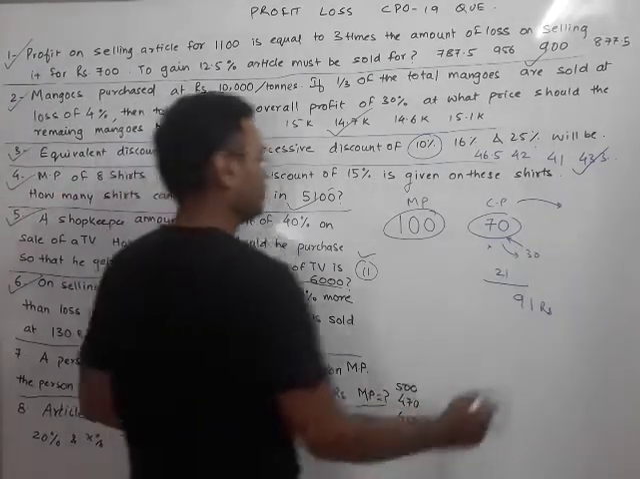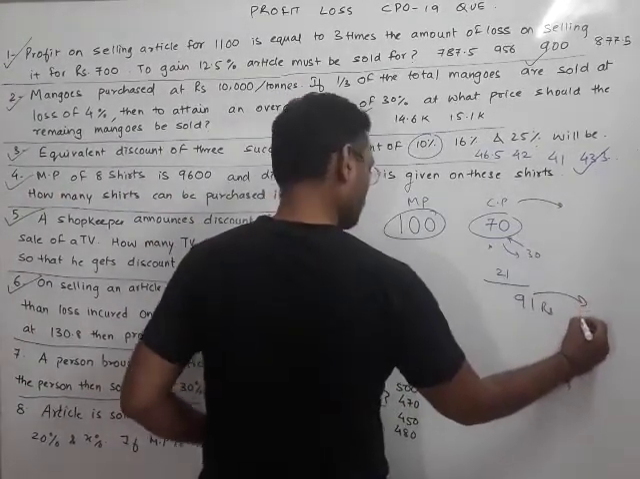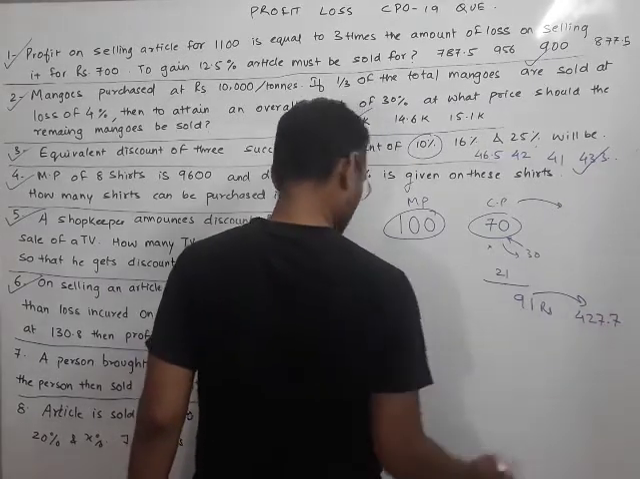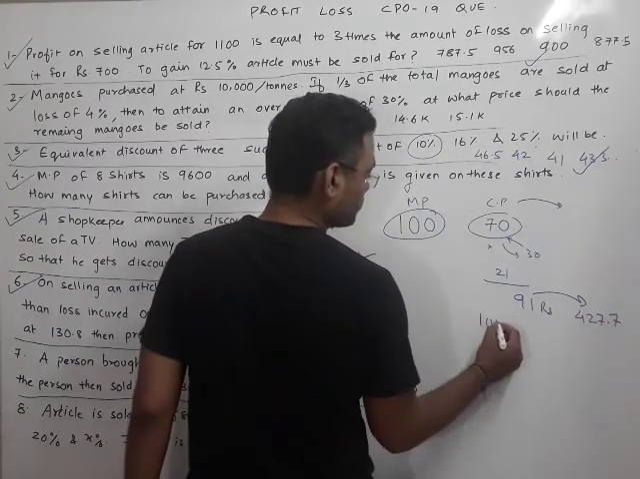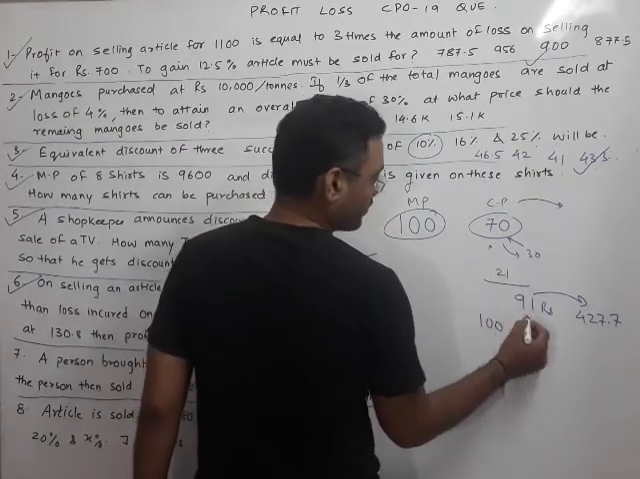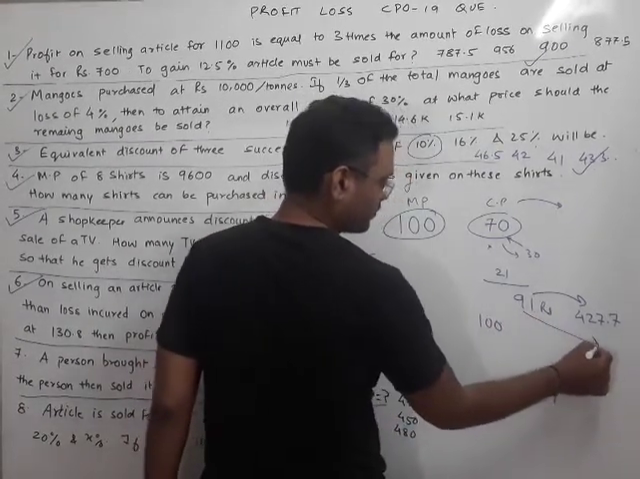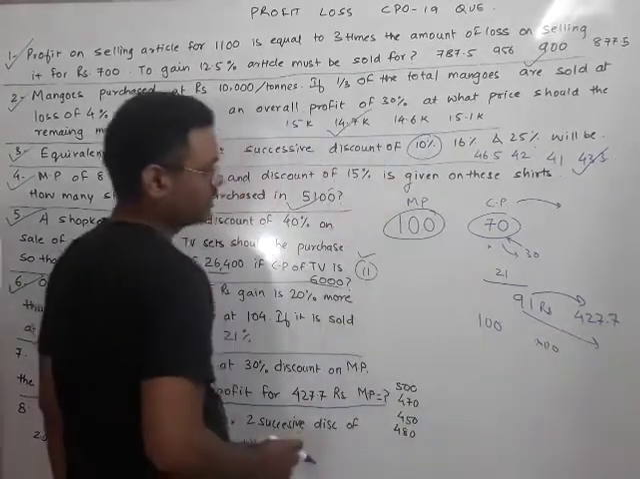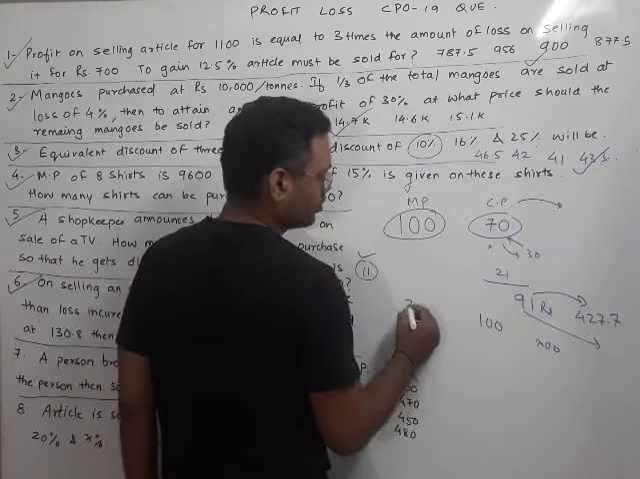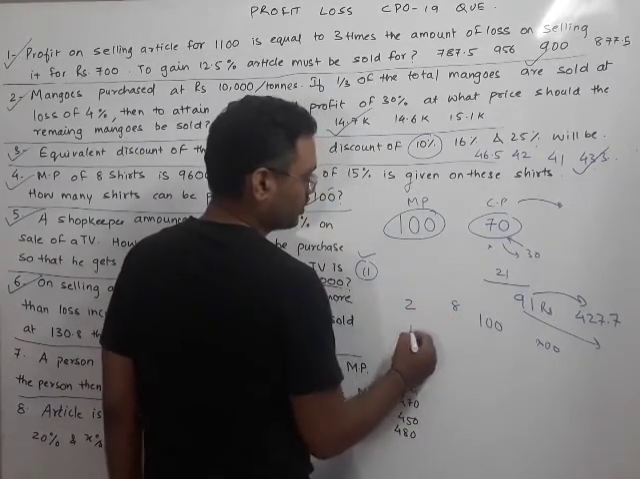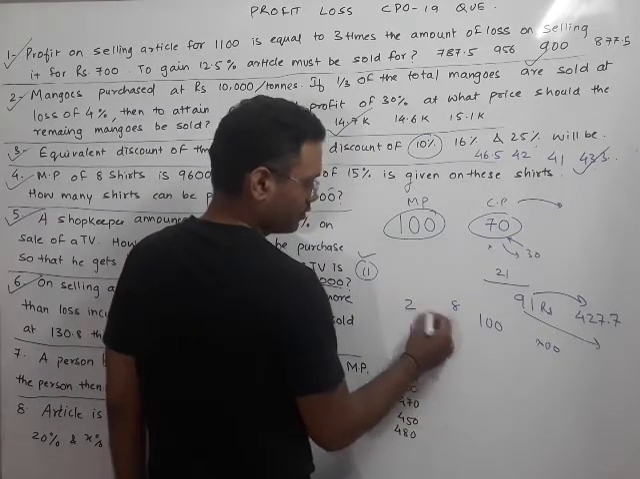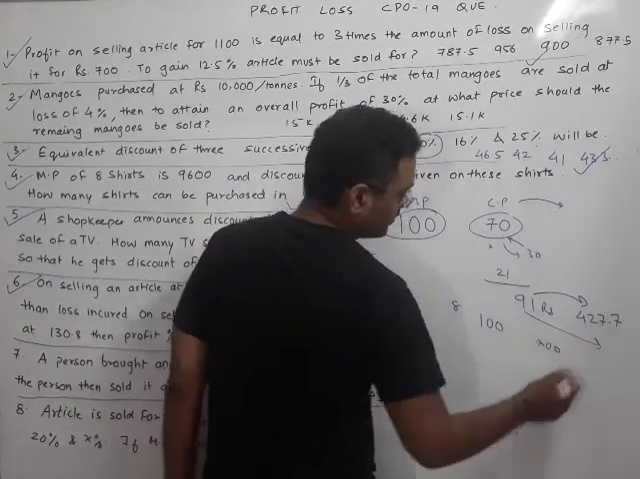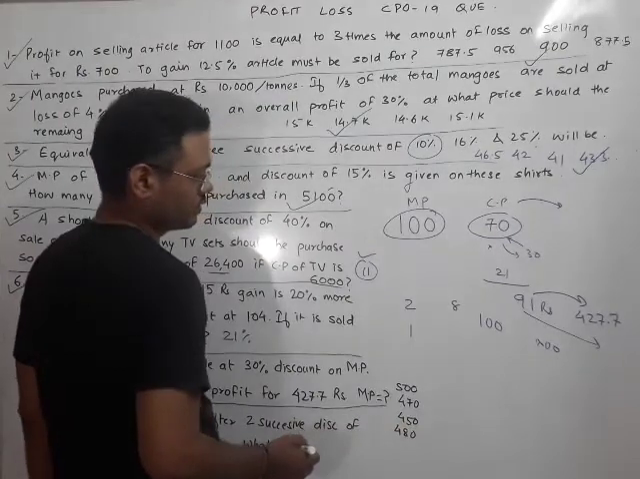But 91 rupees is 427.7. Then what is 100 rupees? Divide this by this, multiplied by 100. That's the same logic we always use. If 2 units is 8, what is 1 unit? So divide this by this and you will get it. So divide, meaning 4277.